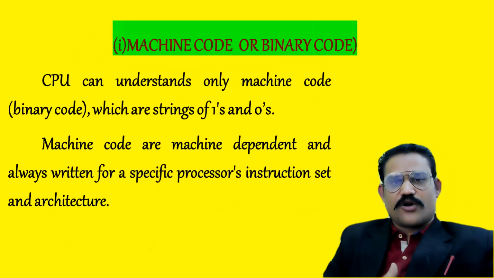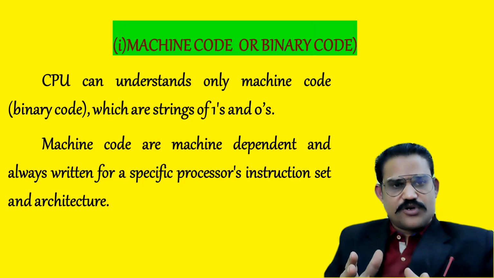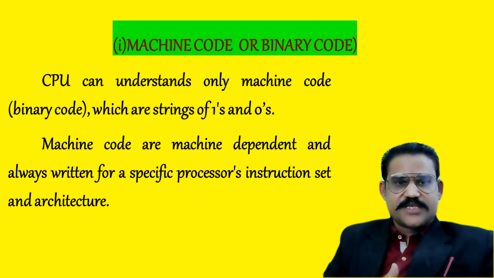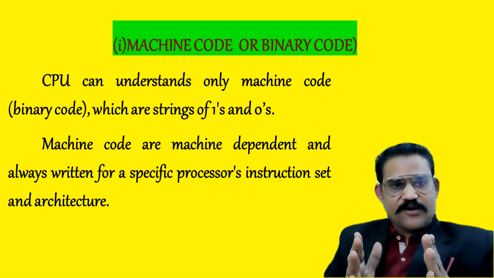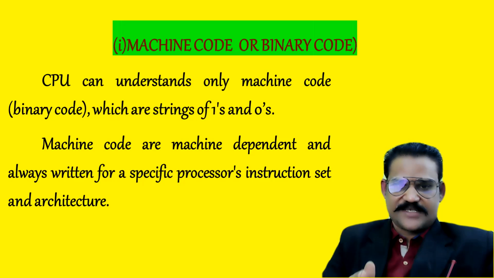Now machine code or binary code. The CPU can only understand machine code or binary code, which is a string of 1s and 0s. Machine code is machine dependent and always written for a specific processor's instruction set and architecture.